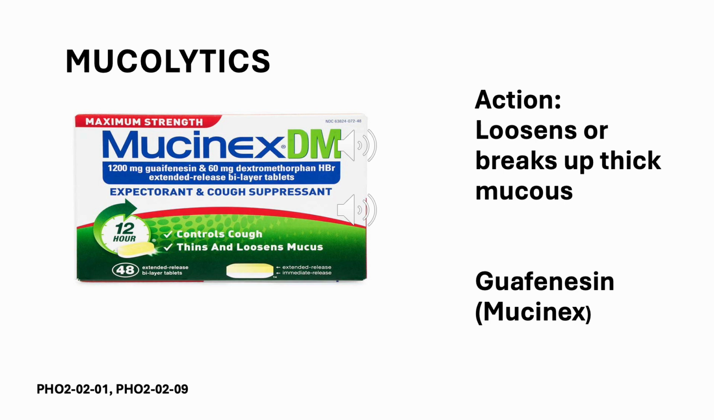Mucolytics. The action: it loosens or breaks up thick mucus. Guaifenesin, Mucinex. Mucolytics break up mucus, allowing a client or patient to effectively expel phlegm. The frequent coughing can result in bronchial spasms. Children between the ages of 2 and 6 have been reported to have overdosed on mucolytics. The FDA recommends that children of the ages of 2 to 6 not receive mucolytics.